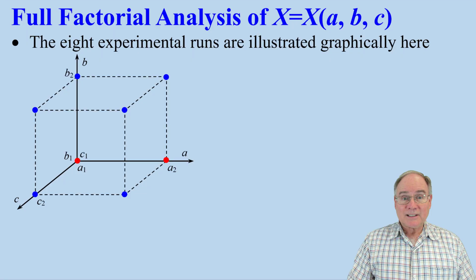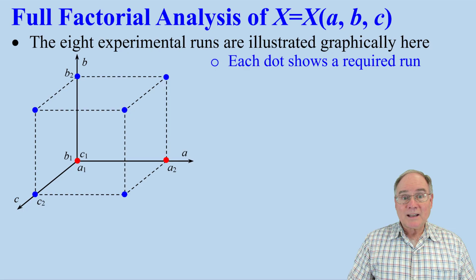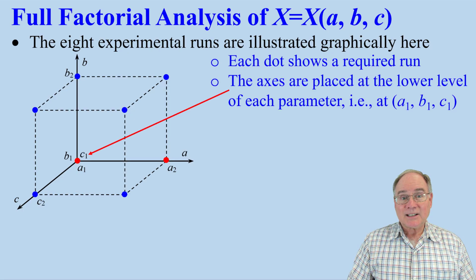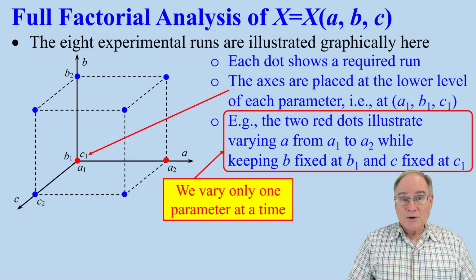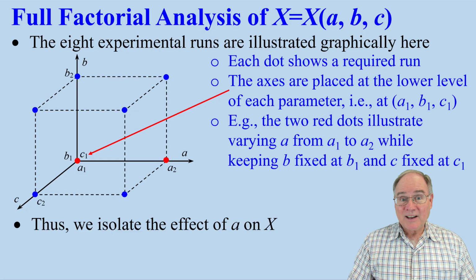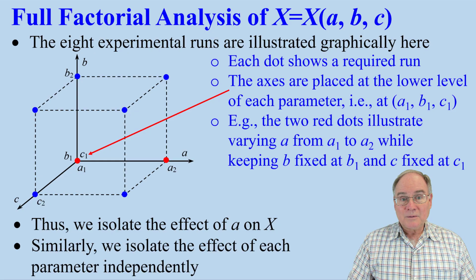I show this graphically here on an ABC plot. Each dot shows a required run, and we arbitrarily place the axes here at the lower level of each parameter, A1, B1, and C1. For example, the two red dots illustrate the variation of A from A1 to A2 while keeping B and C at their constant levels, B1 and C1, respectively. Notice that we're varying only one parameter at a time. Thus, we isolate the effect of A on X. We do a similar analysis for B and C.